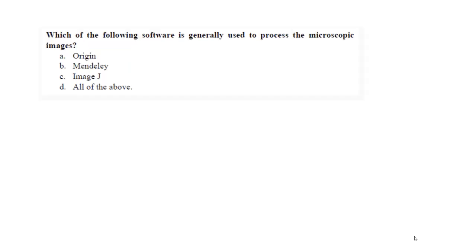Then which of the following software is generally used to process the microscopic images? Origin, or Mendeley, or ImageJ, or all of the above. Can you answer this? Yes, ImageJ. This software is very widely used and it has a lot of functions and is free also. So that's why it is a very good software for the processing of the images.